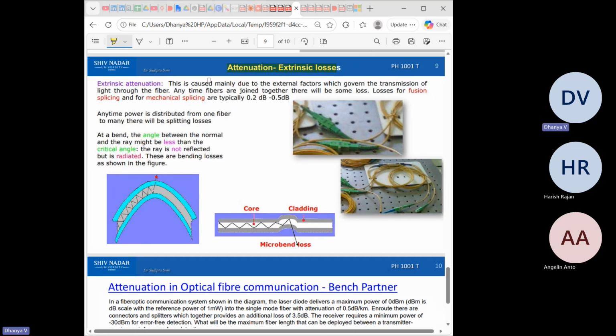Okay, this is caused mainly due to the external factors. So what are the external factors? If you try to combine two wires, due to fusion, or you're trying to split something, there is some amount of loss. You can't really do anything and everything, no? So typically around 0.2 dB to 0.5 dB of extrinsic loss is there.